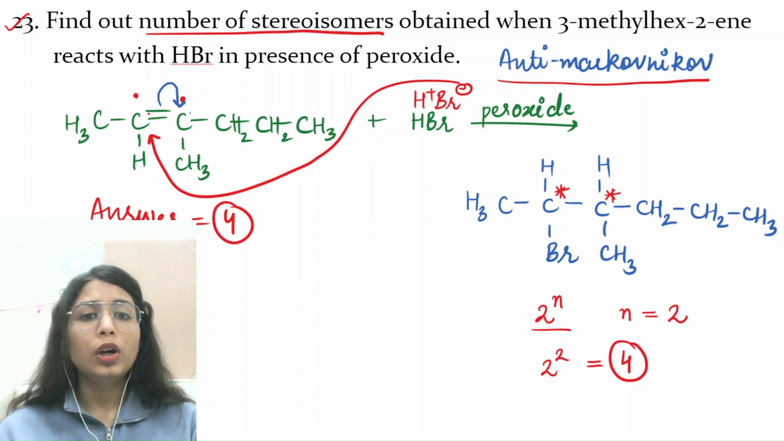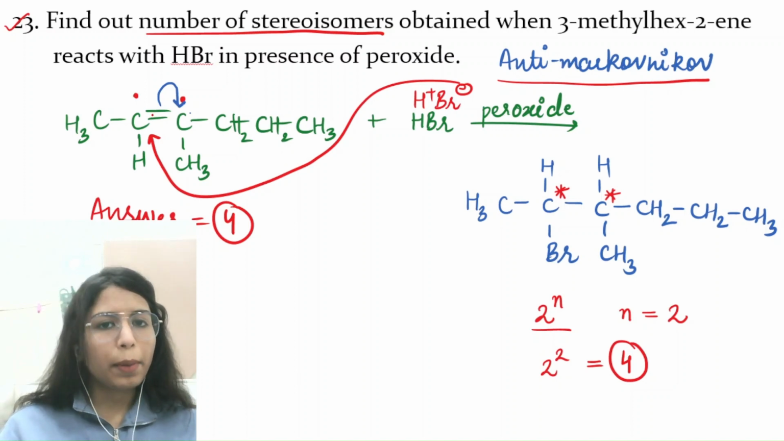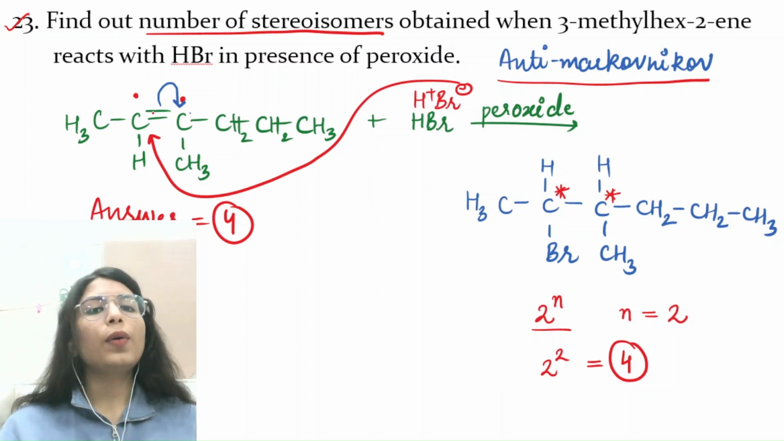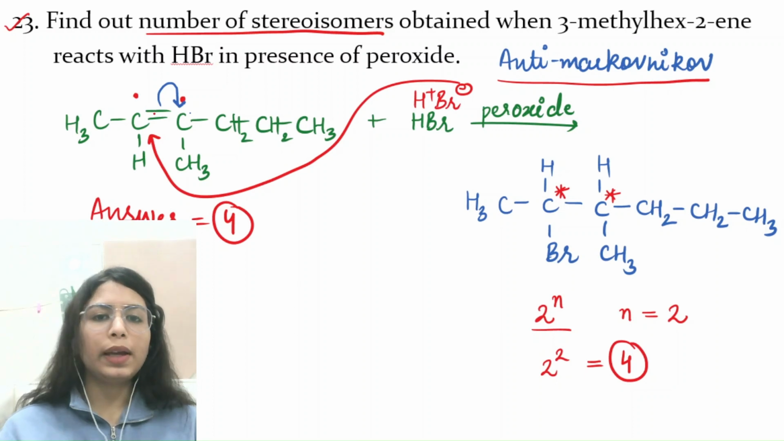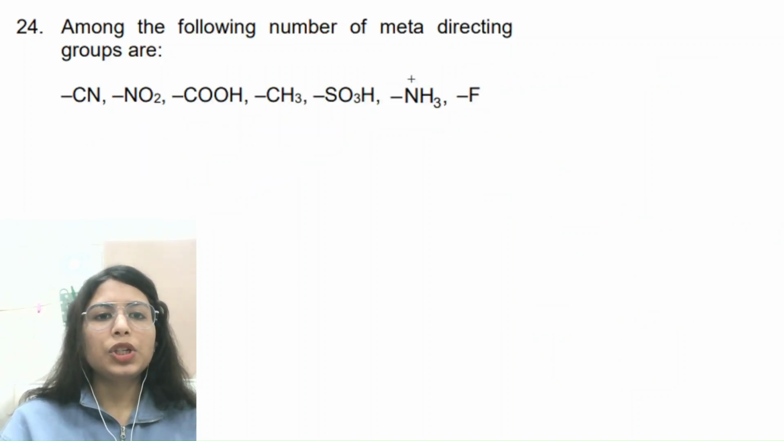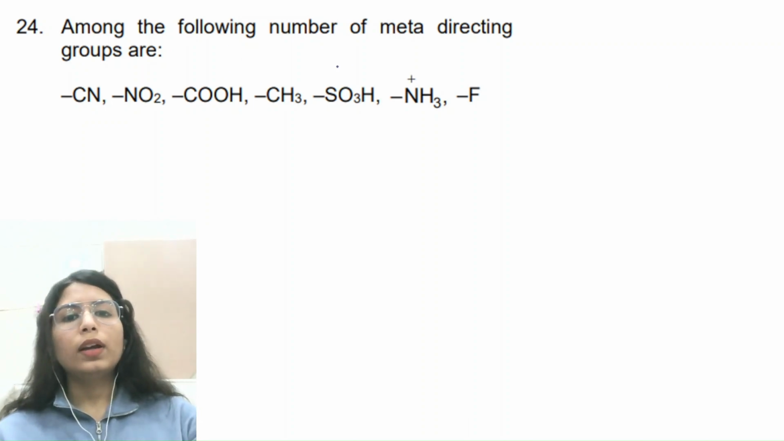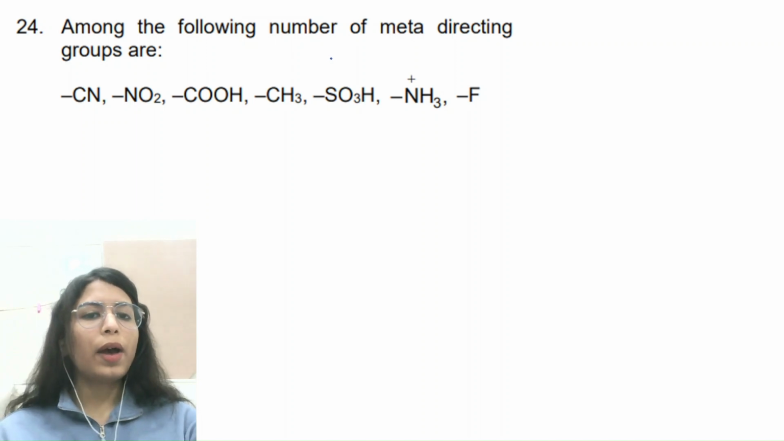First you have to react your compound, that is 3-methyl hex-2-ene, with HBr in the presence of peroxide using the anti-Markovnikov rule, and then you have to identify the stereocenters, apply it in the formula, and then you will be able to get your answer. Let us now move on to another question, that is, among the following, the number of meta-directing groups are. So several groups are given to you and you have to tell which of them are meta-directing.